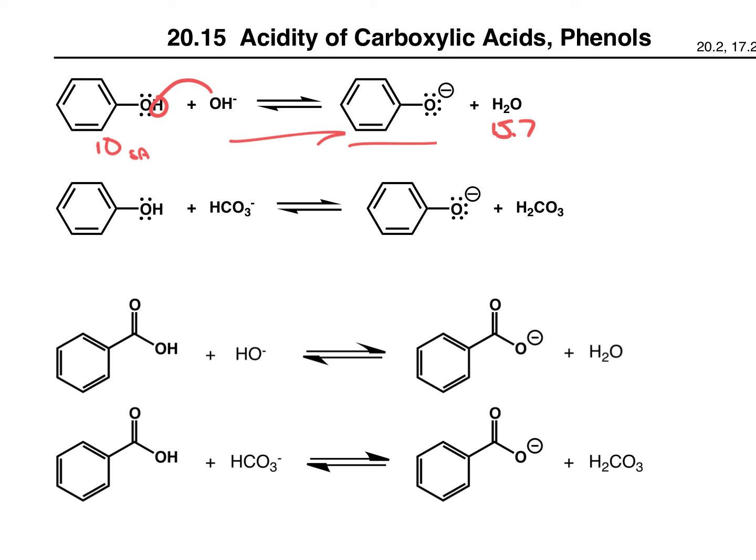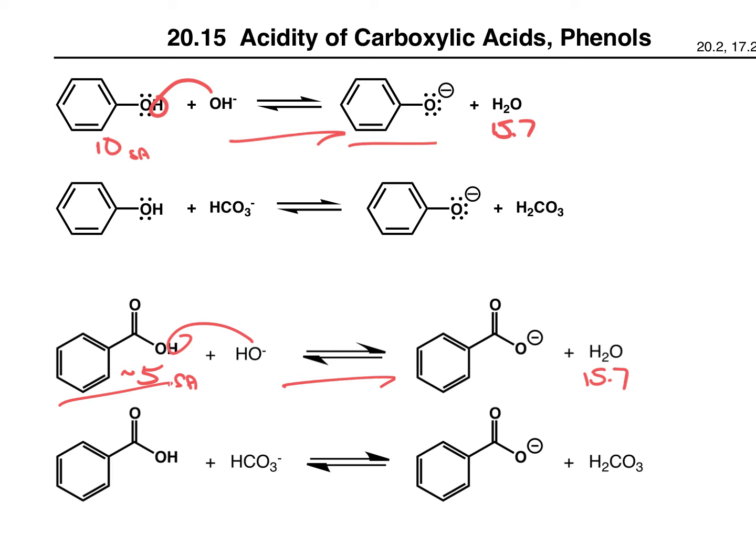Let's look at benzoic acid, which is a carboxylic acid, and this has a pKa of approximately 5. So hydroxide will grab off the proton, give the benzoate plus water. So benzoic acid has a pKa of 5 compared to 15.7. This is the stronger acid. Equilibrium lies to the right.